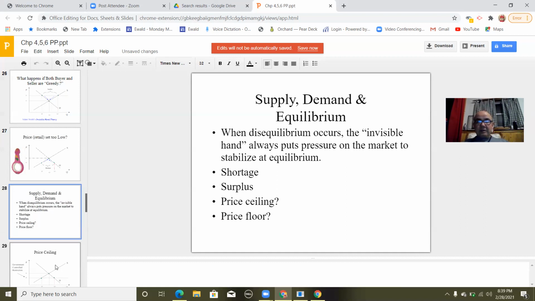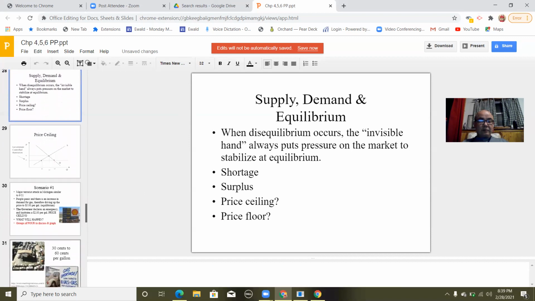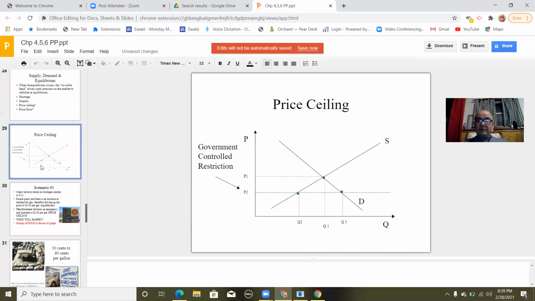So that's all we're going to cover today. We're going to go into these government controls called price ceilings and price floors next time around. So I may or may not be ending class a little bit early today, but we'll be done at this point.